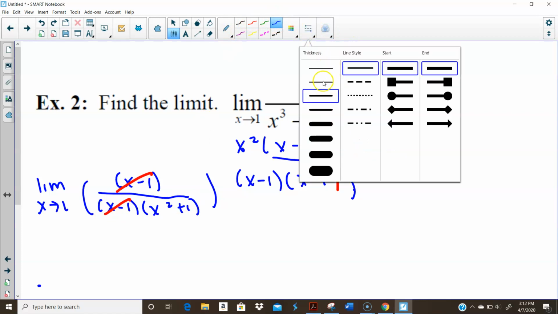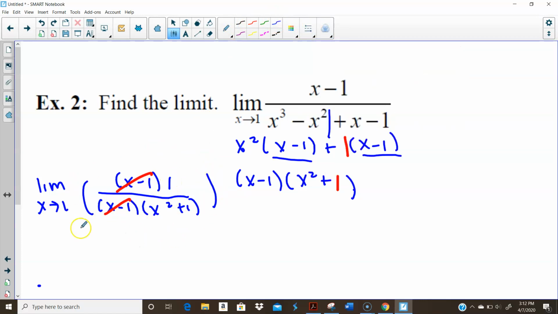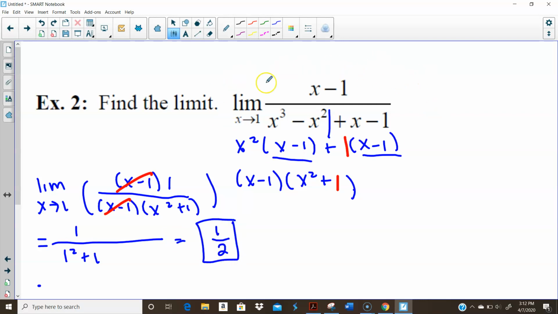And then that's going to leave me with this that I can now use direct substitution, plug in 1 for x. So this is going to equal, you've got a 1 on top, and on the bottom you'll plug in 1 squared plus 1. This is going to give you 1/2. So the limit as x approaches 1 of this function is equal to 1/2.